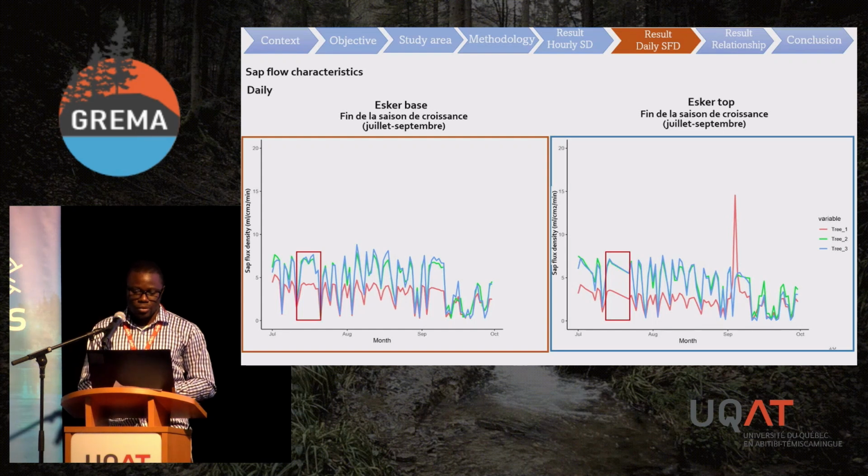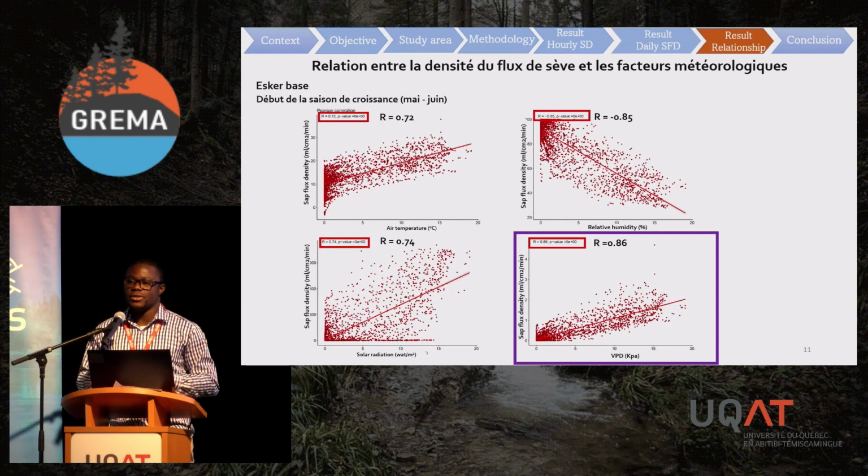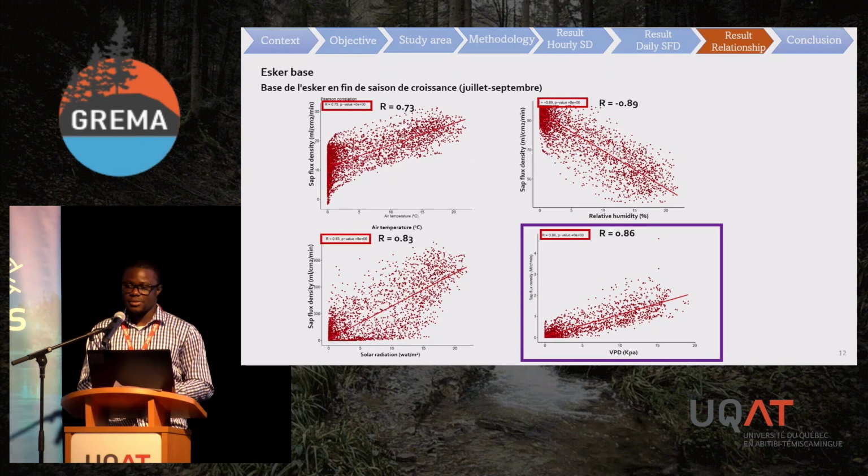Also, as the objective says, I'd like to understand the relationship between the sap flux density and the meteorological information. Looking at the base of the esker during the early growing season, with all the meteorological information, the air temperature, solar radiation, relative humidity, and the vapor pressure deficit, there's a strong correlation with all of them, but the VPD has the strongest positive correlation, while the relative humidity has the strongest negative correlation. Similarly, in the late growing season between July and September, there's also a strong correlation with all the meteorological information.